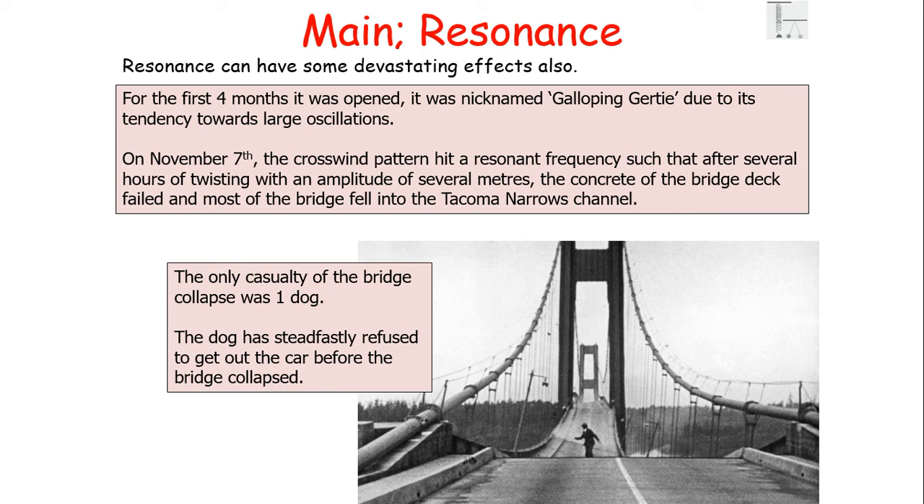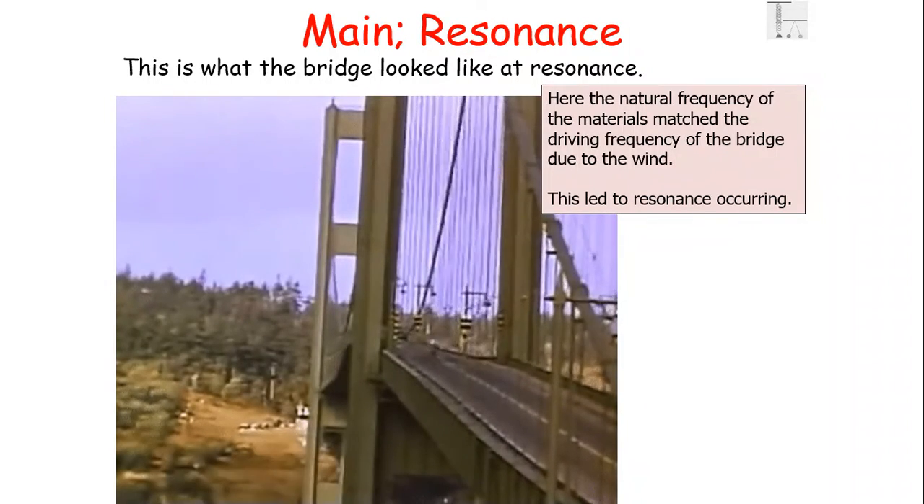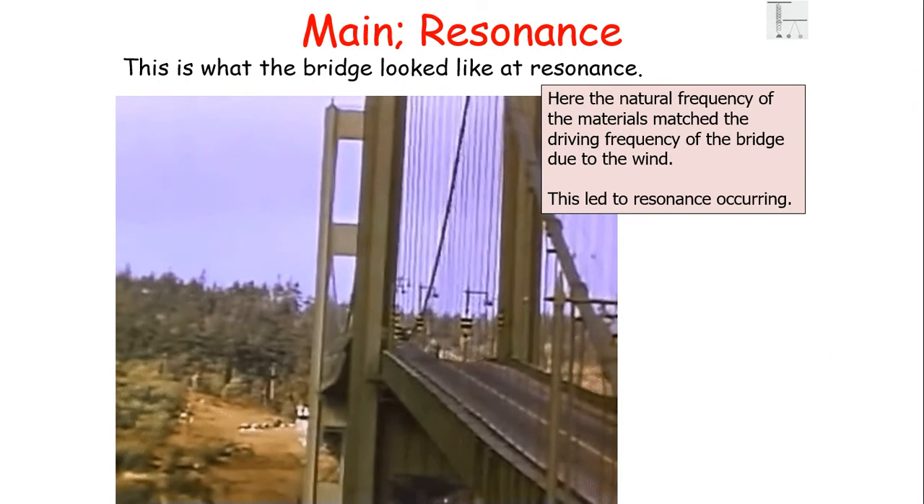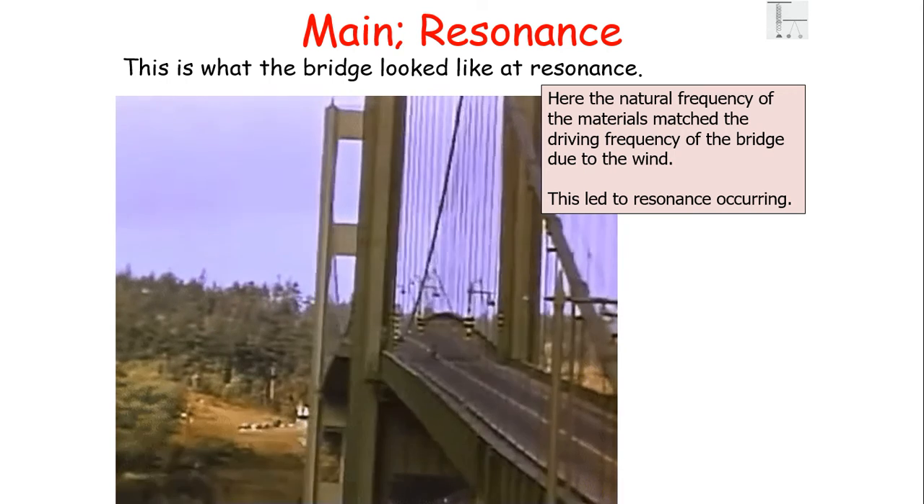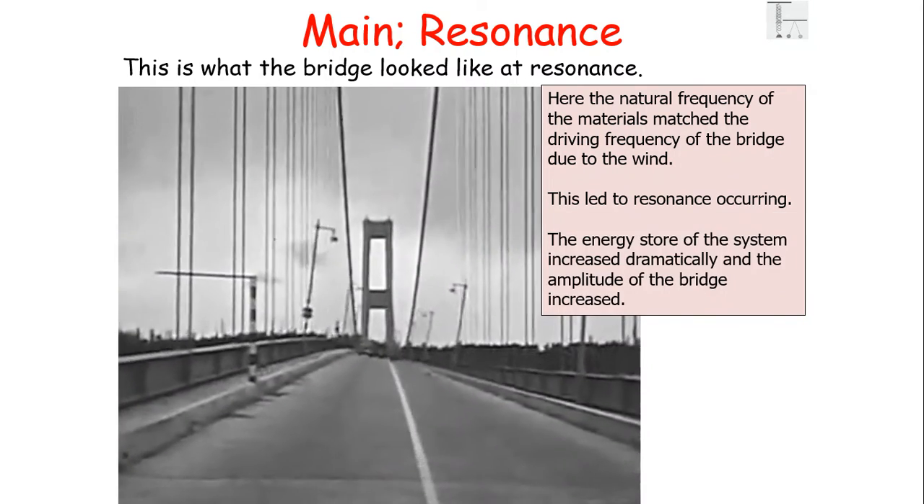But on November the 7th, 1940, the crosswind patterns hit a resonance frequency such that after several hours of twisting with an amplitude of several meters, the concrete of the bridge deck failed and most of the bridge fell into the Tacoma Narrows channel, which is what it looked like in this particular situation. So what was going on is the natural frequency of the materials matched the driving frequency of the bridge due to the wind. That led to resonance occurring.